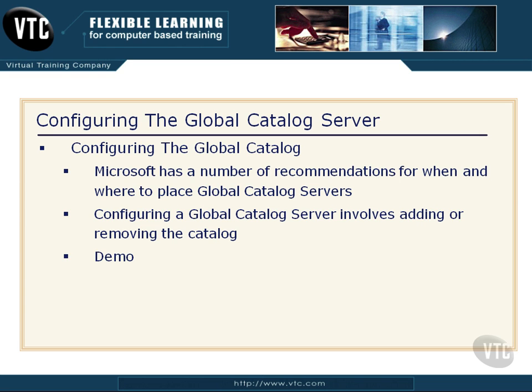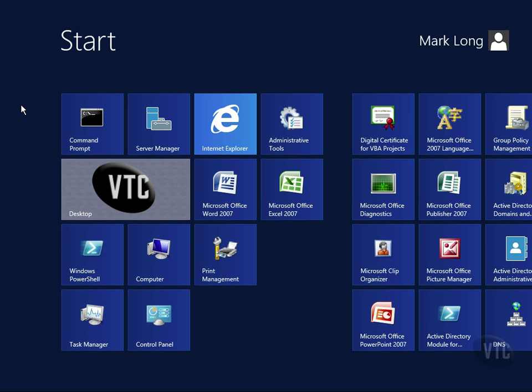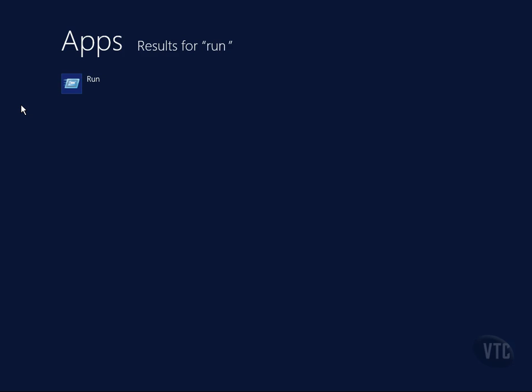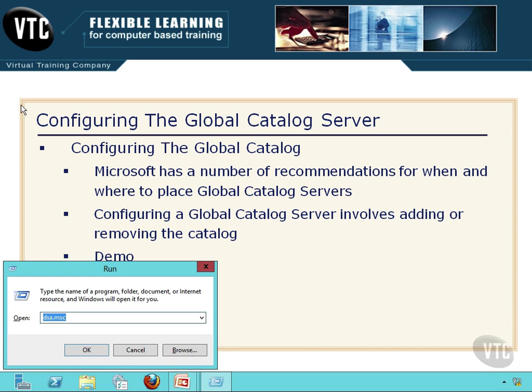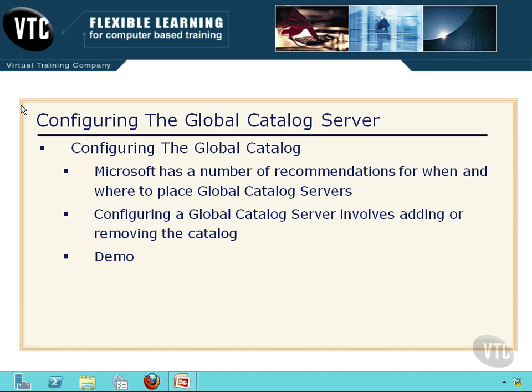And to add or remove a global catalog, I need to open Active Directory Sites and Services. Show you a shortcut. I'm going to press the Windows key to jump out to the Start menu, and I'm just going to type Run, R-U-N, and that will search for the Run app. There it is. And I will type DSSITE.MSC and press Enter, and it should open up Active Directory Sites and Services.